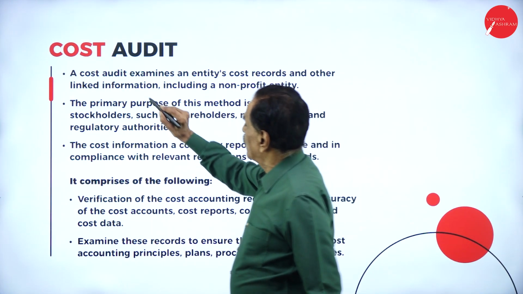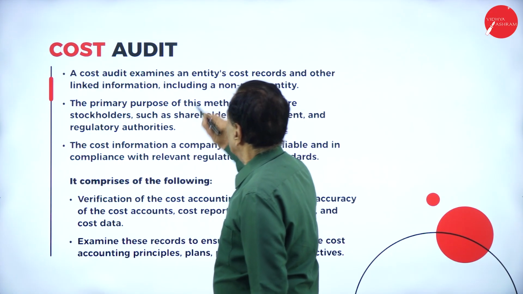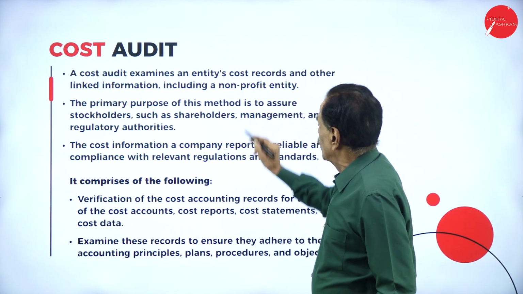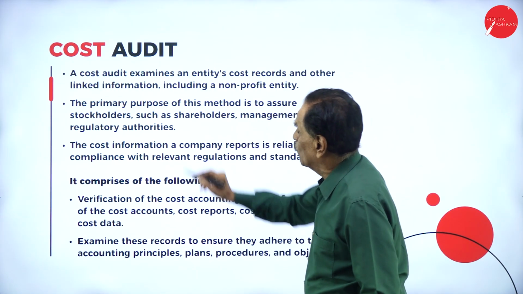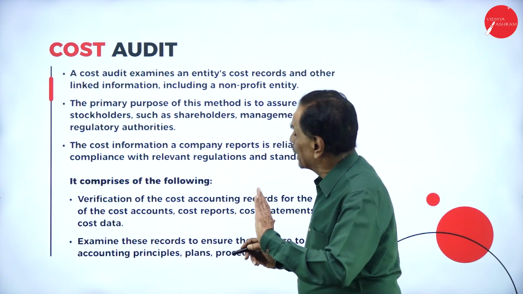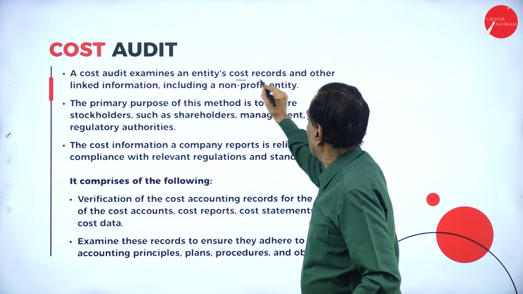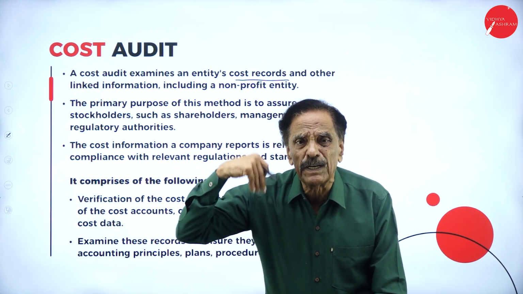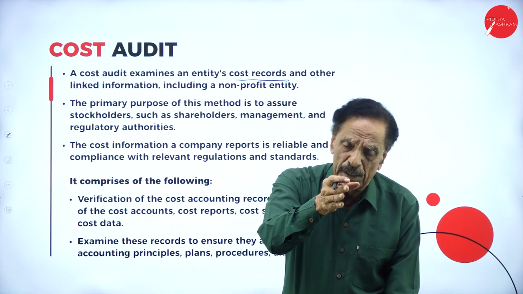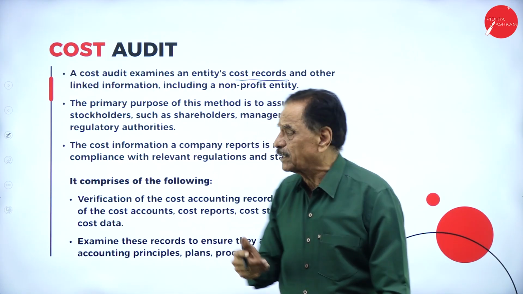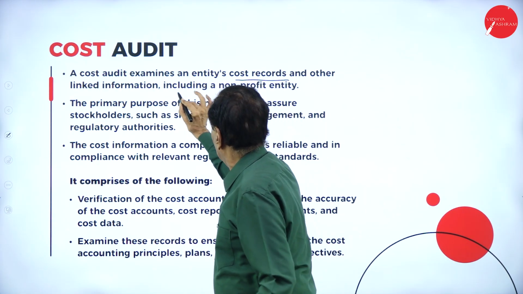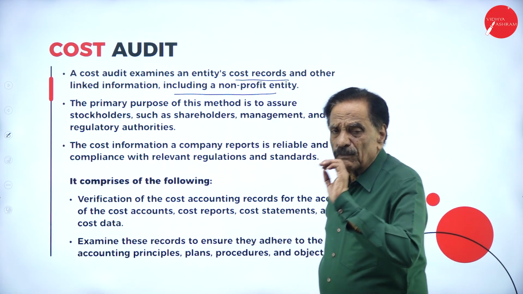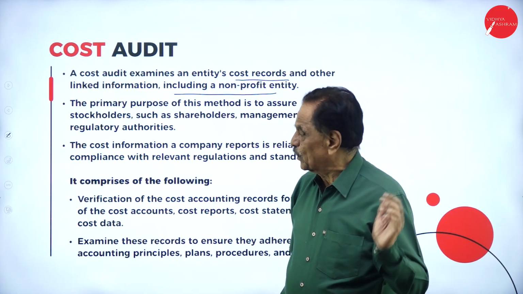We'll move on. A cost audit examines an entity's cost records and other linked information, including a non-profit entity. So what do you mean by a cost audit? Examine the entity's cost records. What is the cost of an article? It is the total expenditure of a product. The expenditure may be direct or indirect expenditure and other linked information, including non-profit entity. Non-profit entity means we do not earn any profit, only a service motive.